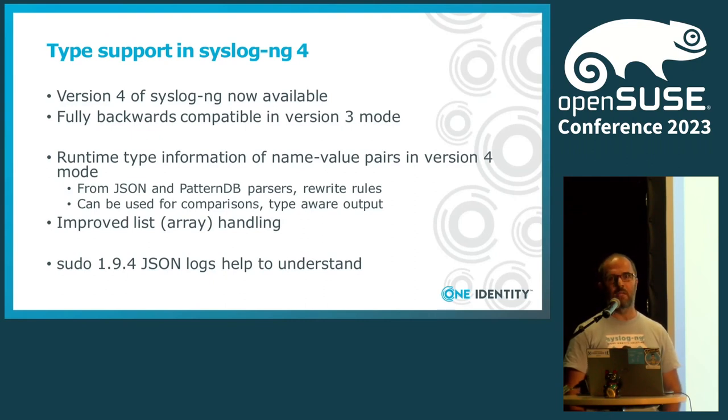As I mentioned, the main new feature is type support. So name value pairs are no more just a name and a value, but you can also associate a type with them. Type information from the JSON parser or the PatternDB parsers is no more lost. And you can also create your own rules to add type information to name value pairs. What is it good for? You can use this type information in comparisons, and most of the output is now also type aware.